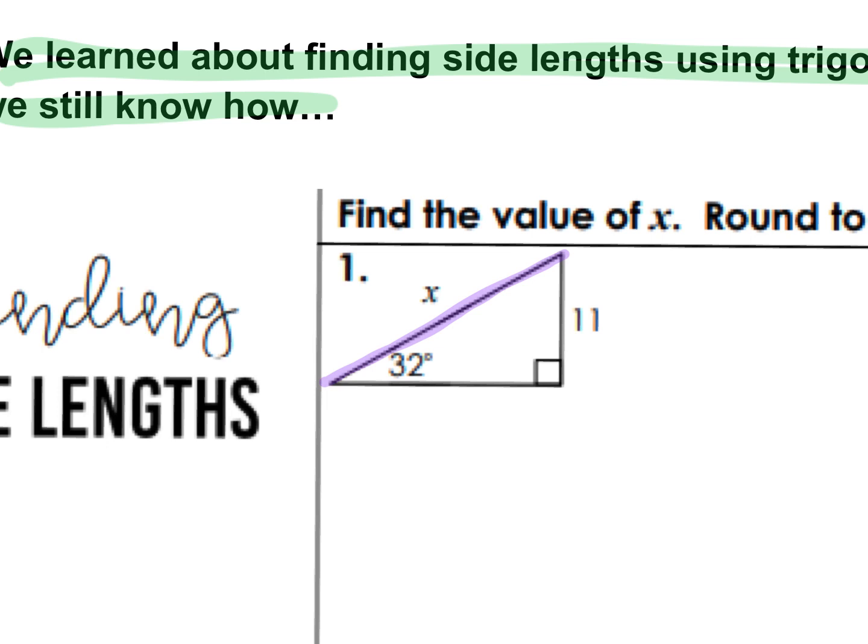Then you need to go back and look at the two legs that you have and decide which one is adjacent and which one is opposite. So just a little bit of a hint there as well.